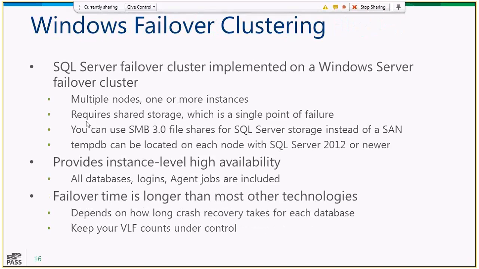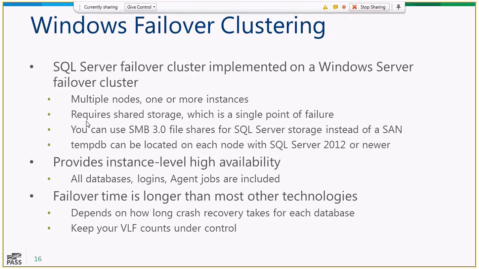So, Windows failover clustering, it's been around for a long time, and people in the IT industry are usually very familiar with how it works. And you've got to have at least 2 nodes that are part of a Windows Server failover cluster. You've got to install the failover clustering feature on each one of your servers. And you typically have at least 2 nodes, but might have a lot more than that. And you might have just one instance on all these nodes, but it's a lot more common to have multiple instances installed on there.